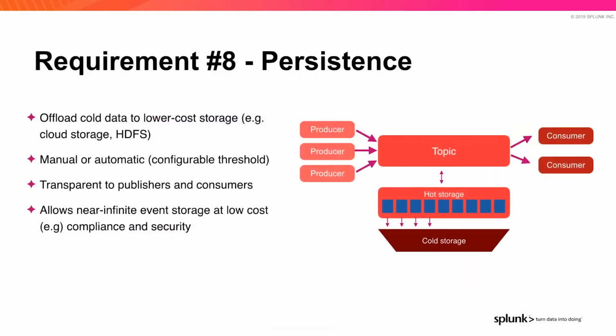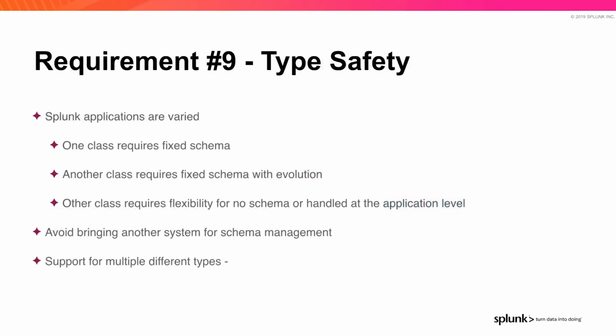So the persistence: offload the colder data to lower cost storage, and it could be either manual or it could be automatic with a configurable threshold, and it should be transparent to publishers and consumers. It allows for nearly infinite storage at low cost, compliance and security. This is needed especially for applications where you want to do event sourcing and where you want to replay the data from some period of time, and look for some patterns.